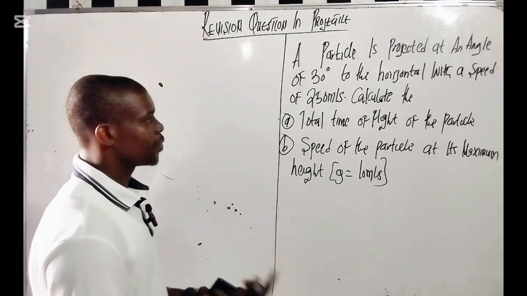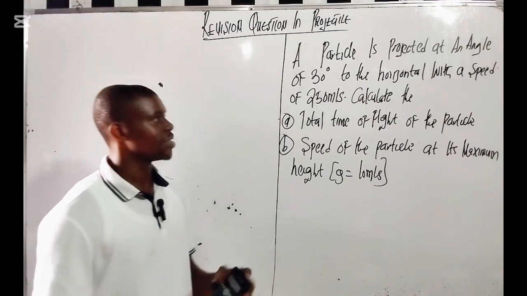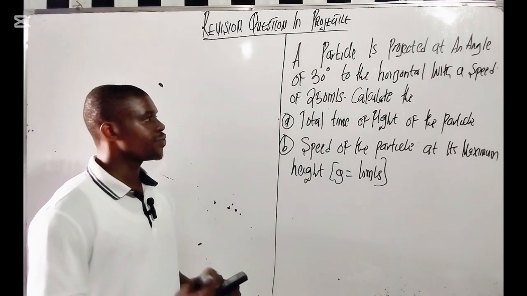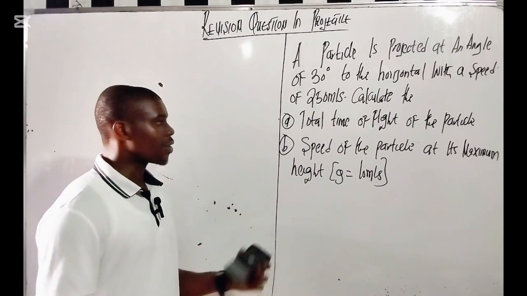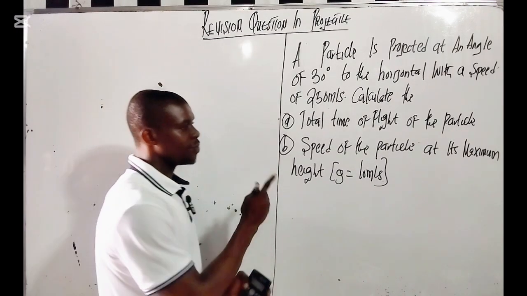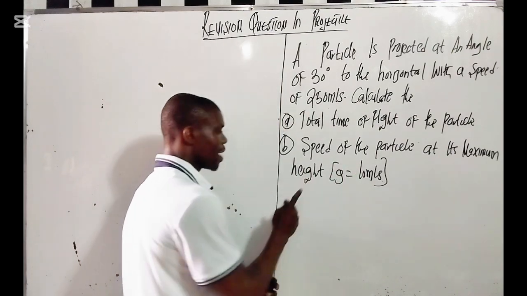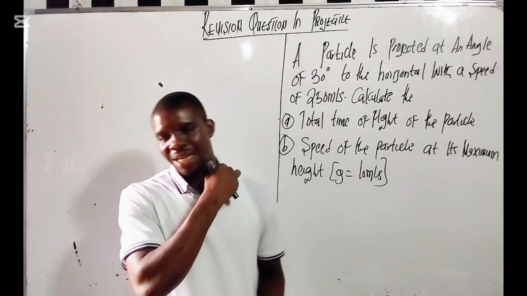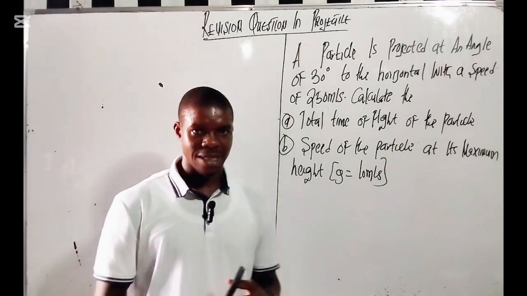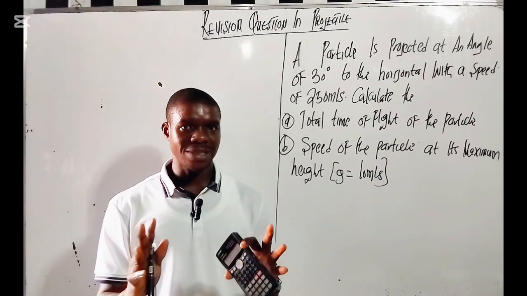A particle is projected at an angle of 30 degrees to the horizontal with a speed of 250 meters per second. Calculate A, the total time of flight of the particle. B, the speed of the particle at its maximum height. I can tell you that 70% of students will fail this kind of question in the exam, and it's very easy. Please pay close attention here.